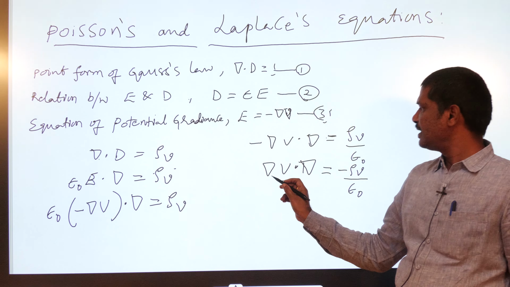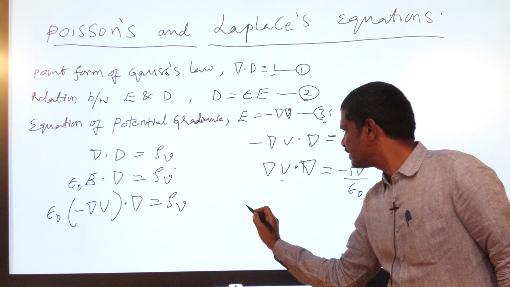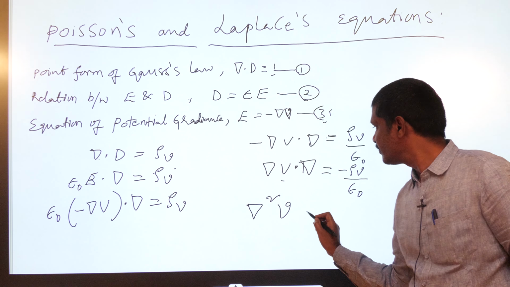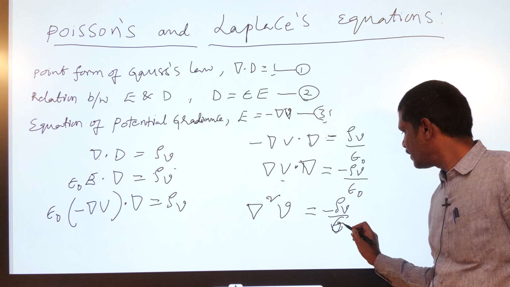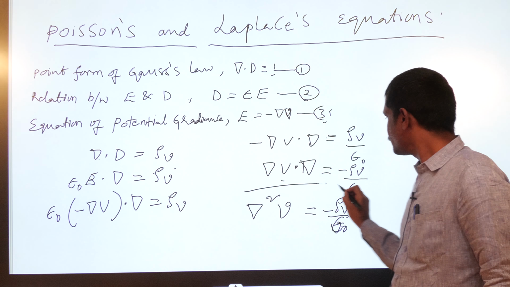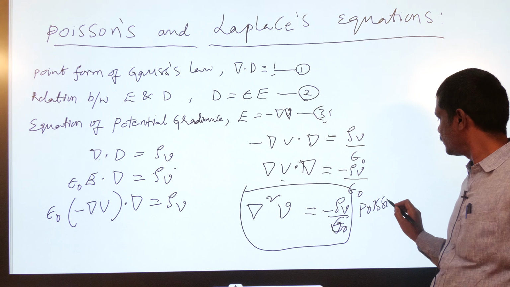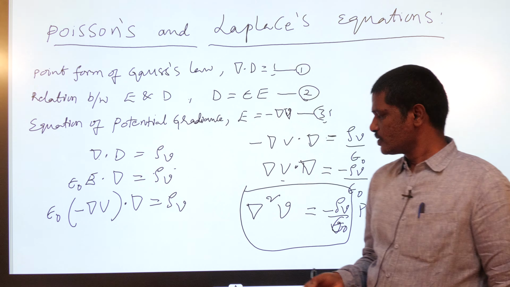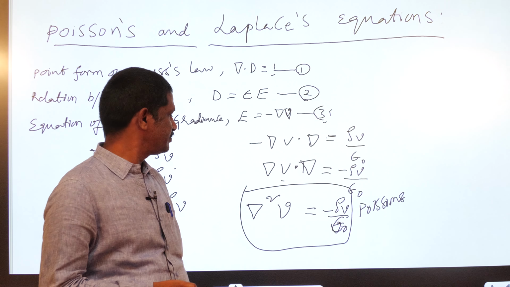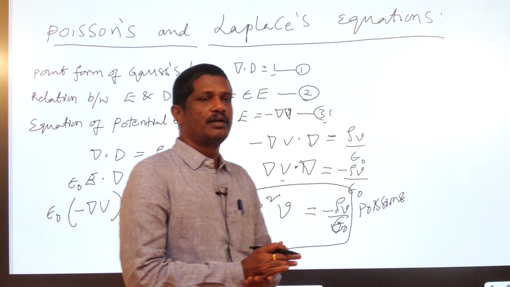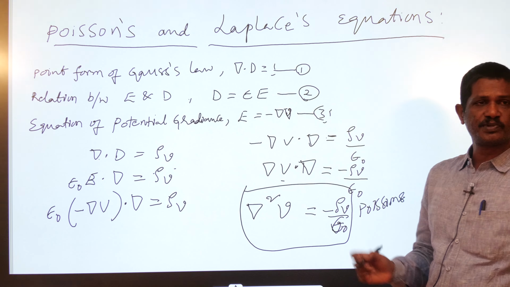So this del V dot del, we can take as del square V, which equals minus rho V by epsilon naught. So this is the Poisson's equation. What is the equation of Poisson stating to us? Del square V is equal to minus rho V by epsilon naught.